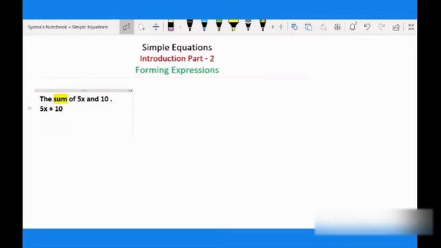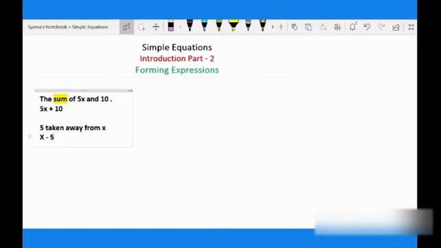Now let's learn about subtraction. If it is given as 5 taken away from x, how do we write this? Taken away is nothing but 5 is subtracted from x. So we write this as x minus 5.